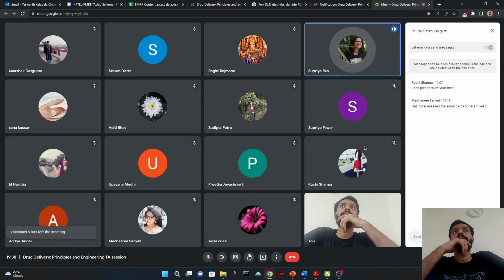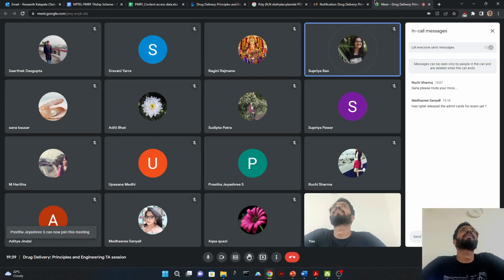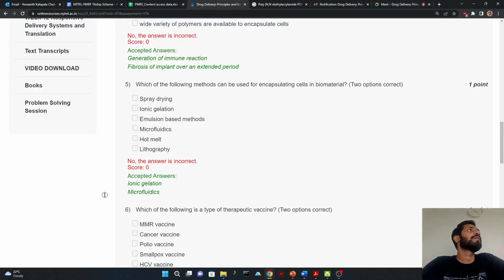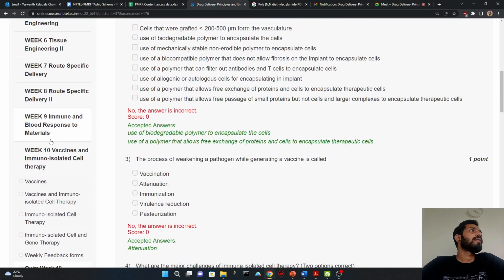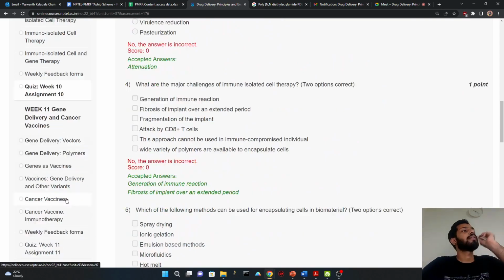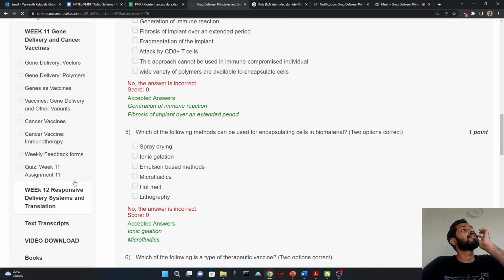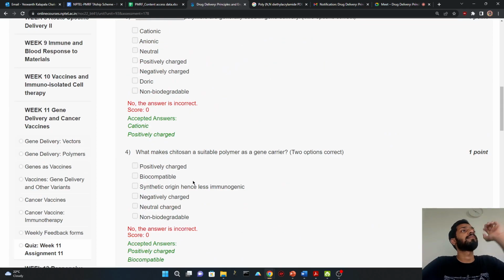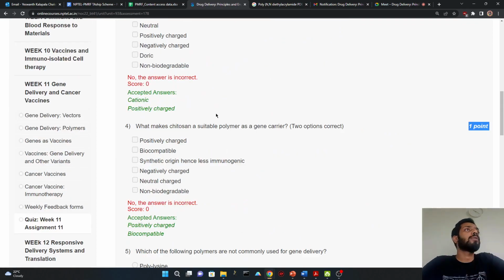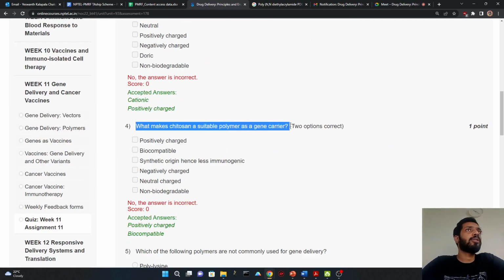So week 11, question number 4. Okay, let me see. What makes chitosan a suitable polymer as a gene carrier? That's the question.